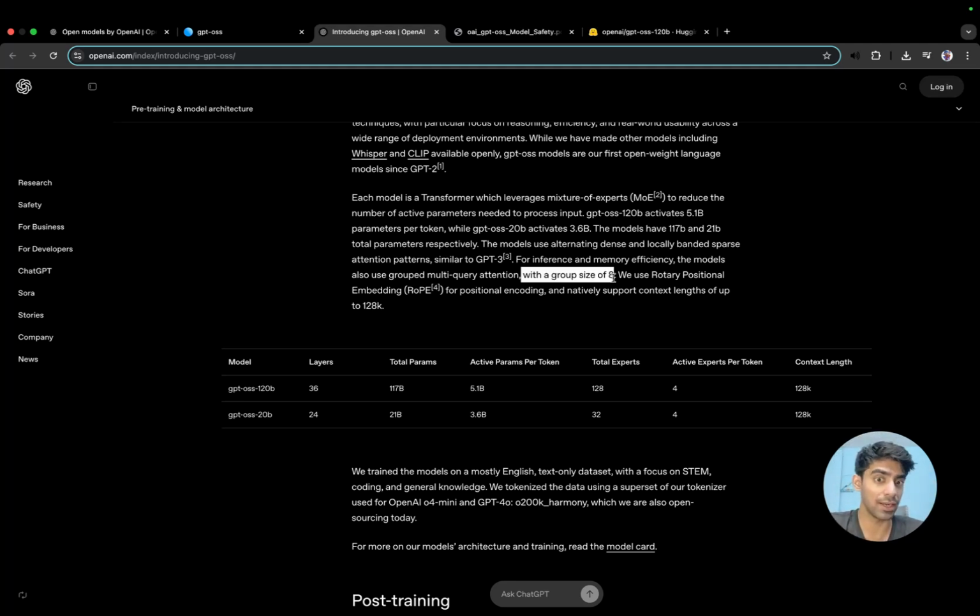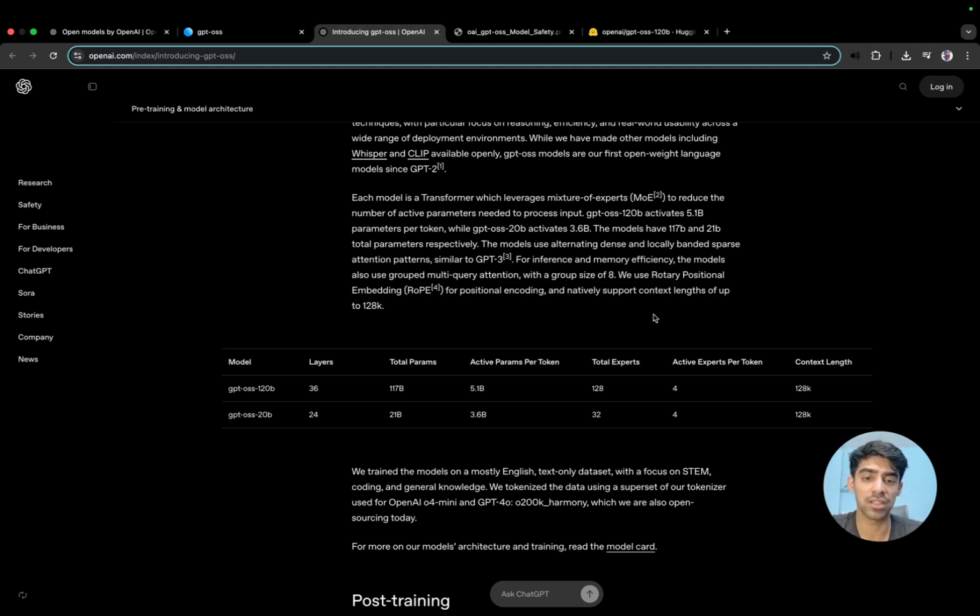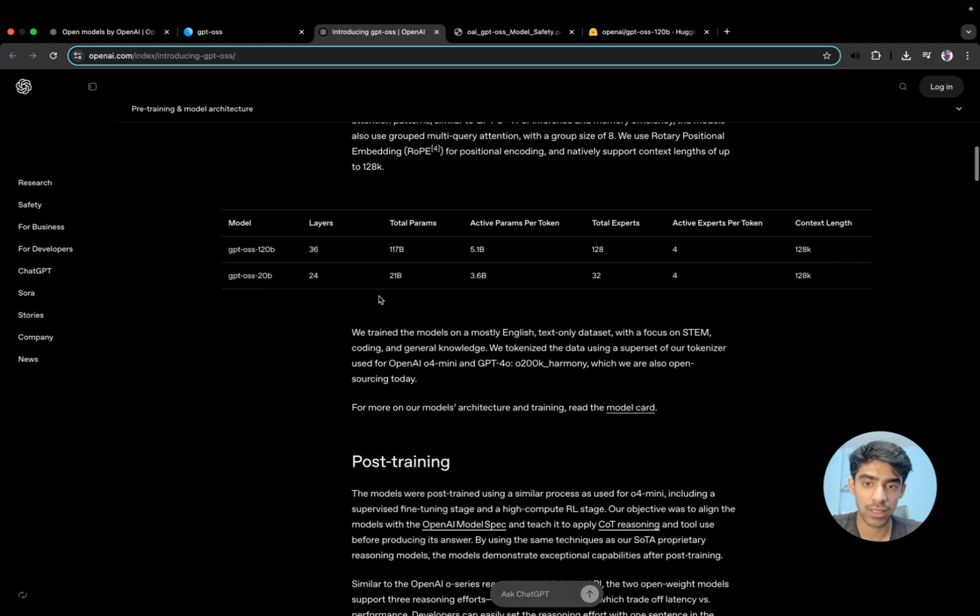Did they use multi-head latent attention, because that is the most trending thing in the market right now? I am pretty sure they did not use grouped query attention, right? I'm almost 100% sure. And we use rotary position embeddings as usual for position encoding, and native support for context length of up to 128K. It's really good.